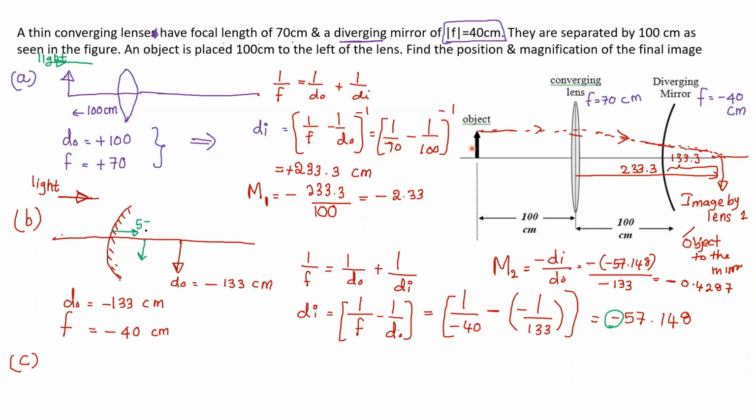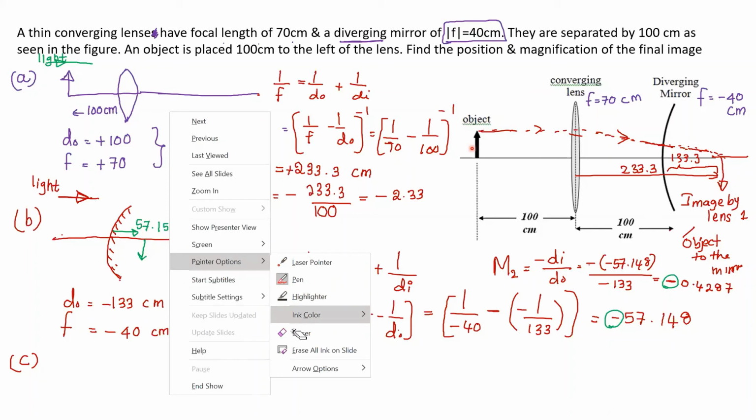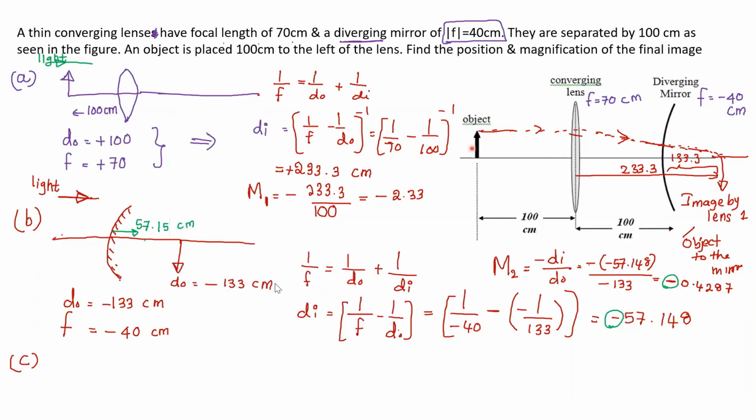That means 57.15 centimeters from the mirror. That means here, and also your magnification is negative. That means what I have marked is wrong. Magnification negative means this was the image, this was the object, right? It should be upside down of your object. So if it was like this, your image will be like this.